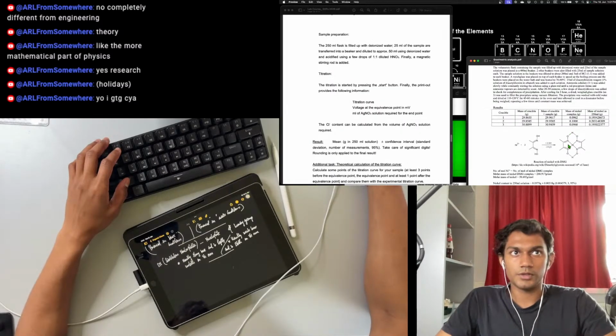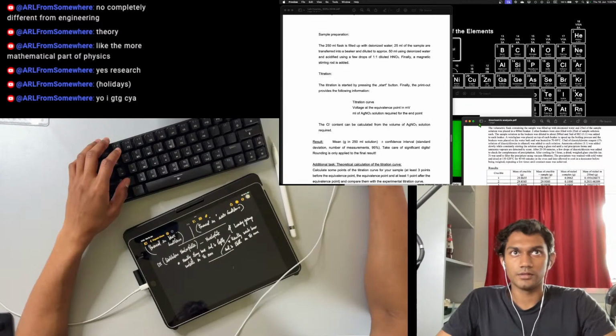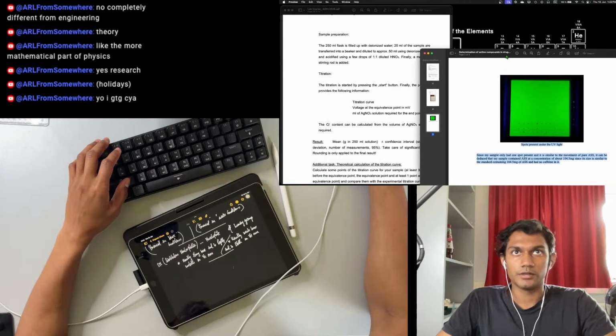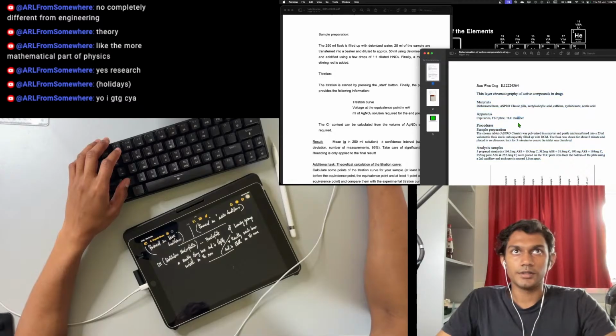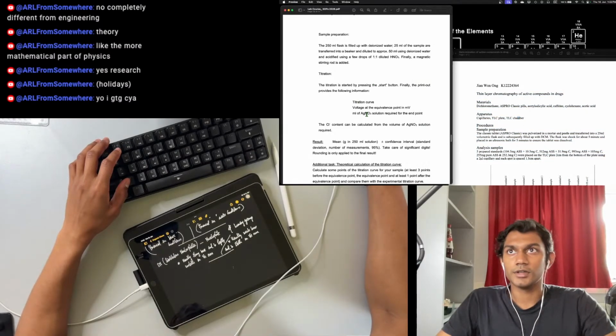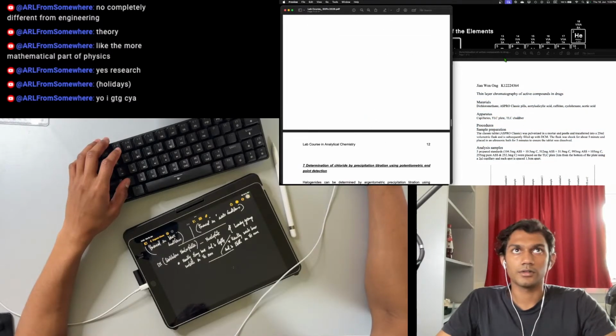So gravimetric analysis, I did this, right? I did this. That's done. Now this one, yeah. TLC. I haven't done this. And which one is this? Okay.